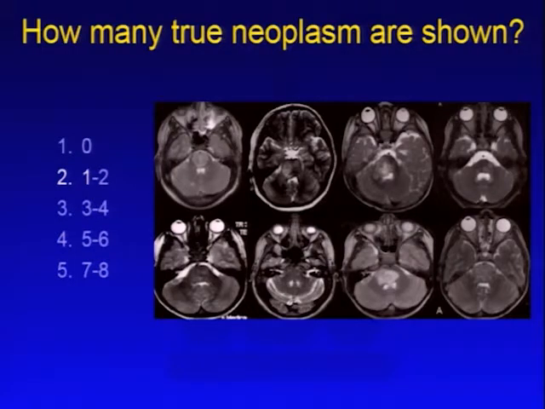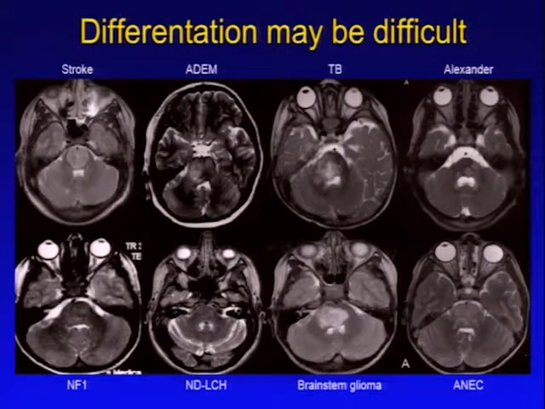There's only one tumor. All the others are non-tumors. And because I usually can't remember which one the tumor was, I put the names next to it. This is the stroke. This is an acute disseminated encephalomyelitis. Can be rather mass-like. This is tuberculosis, tuberculomas. This is an Alexander's disease. This is neurofibromatosis type 1 with the well-known UBOs or unidentified bright objects with the two hyperdense lesions. This is a neurodegeneration in a child with Langerhans cell histiocytosis. Here we have the brainstem glioma, a real tumor, and acute necrotizing encephalitis. So differentiation may be difficult.